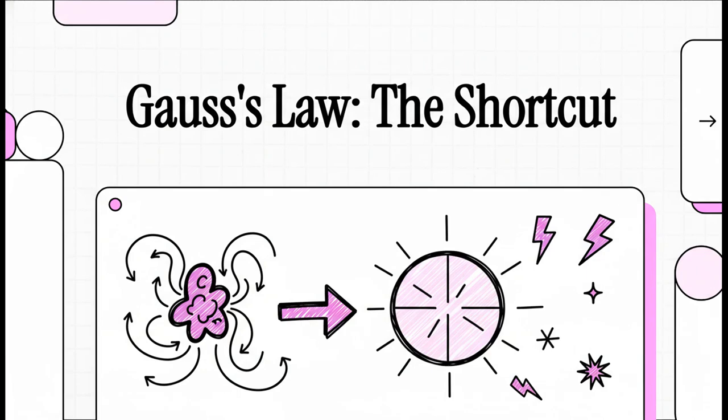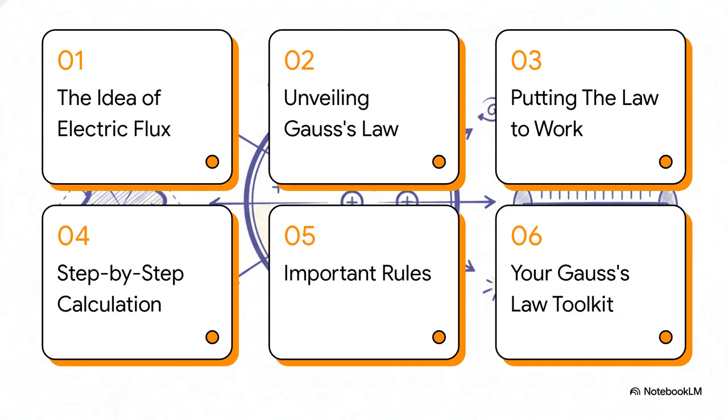Okay, so when you hear the name Gauss's law, I bet your mind probably jumps to some scary, complicated equation, right? But what if I told you it's actually one of the most elegant and powerful shortcuts in all of physics? It's a tool that lets us solve problems about electric fields that seem totally impossible, but with a surprising amount of ease.